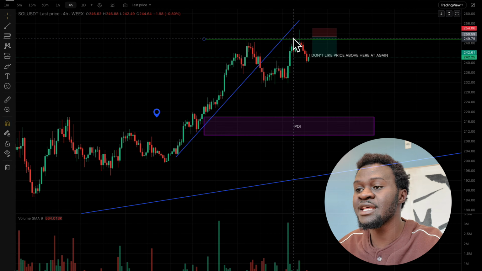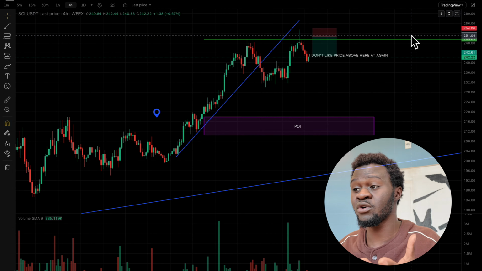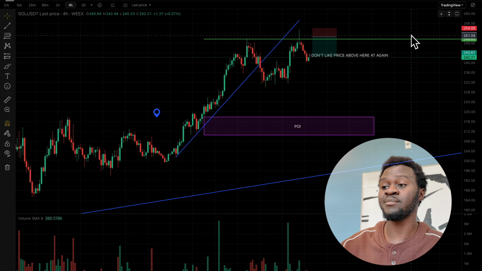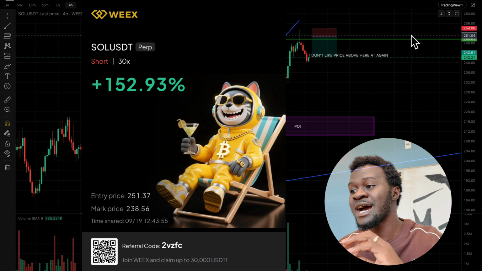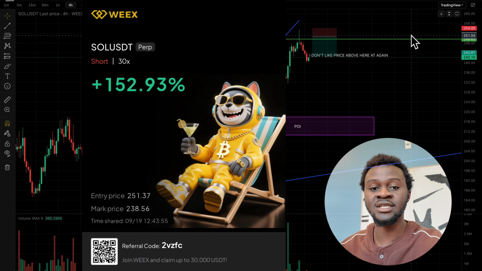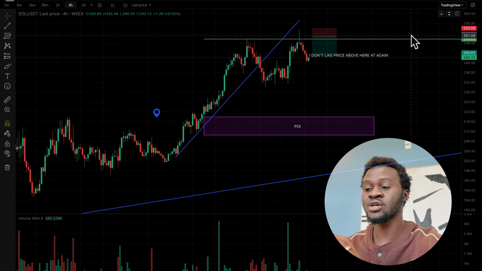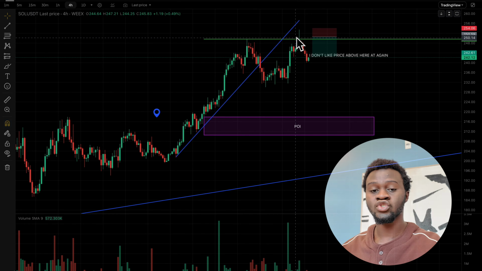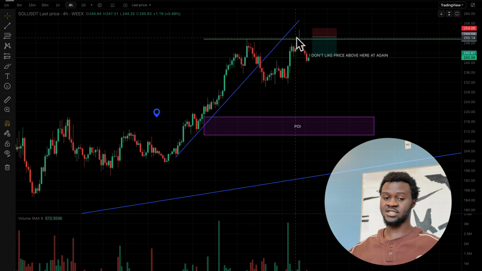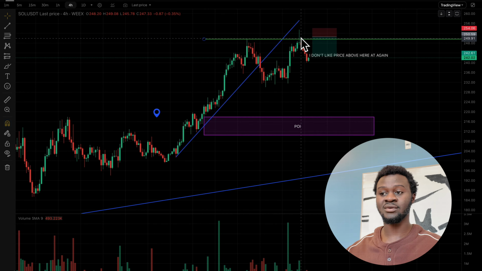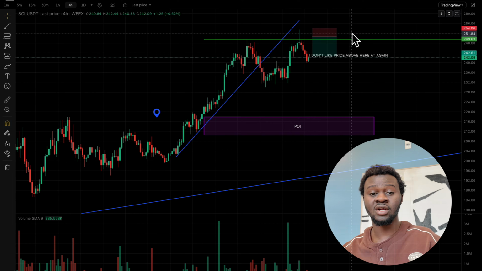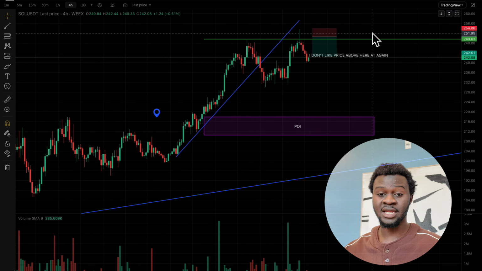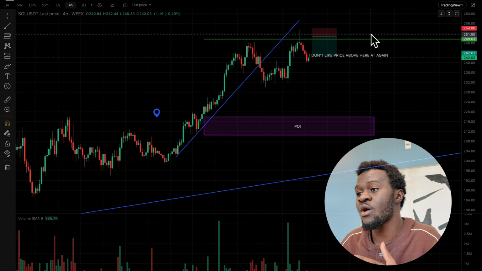We have a sweep right here. I already knew there was going to be a sweep. I saw it developing, so I entered a short right at 252. Solana pushed up to 253 point something. I'm like, okay, I see a sweep developing, and I jumped on a short, and guess what, we actually printed 125% on that trade, and that is quite amazing.